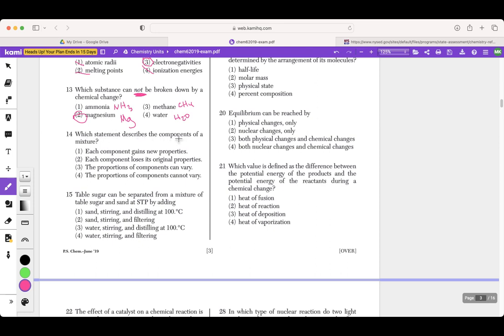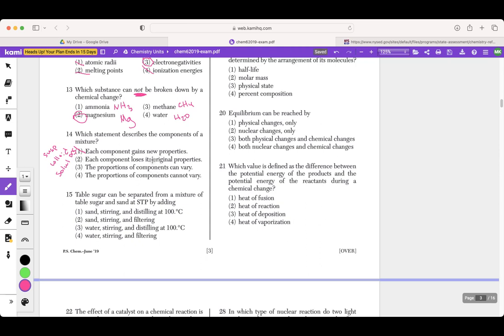14, which statement describes the components of a mixture? So mixtures are a mix of pure substances. Mixtures include suspension, colloid, and solutions. So let's go through the choices. Each component gains new properties. No, because it's a physical change, not a chemical change. So I'm not changing any of the chemical properties.